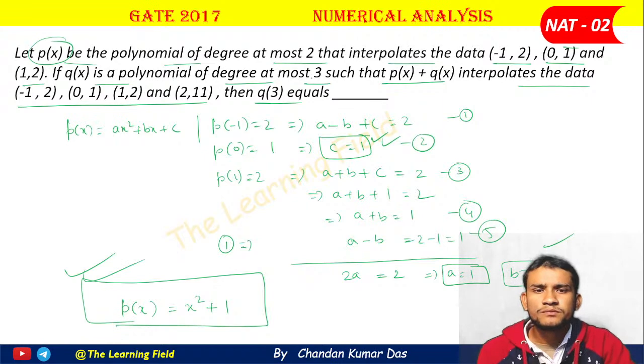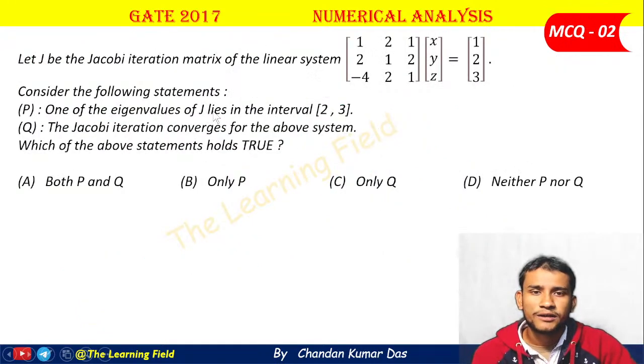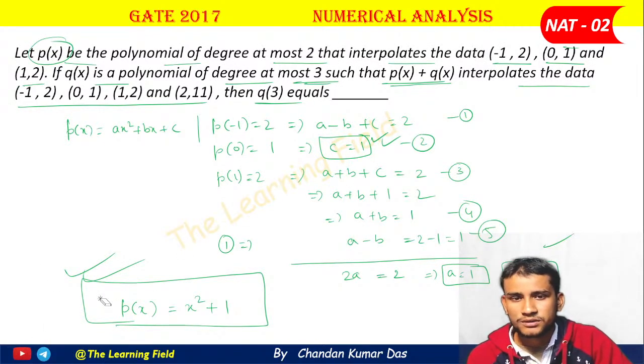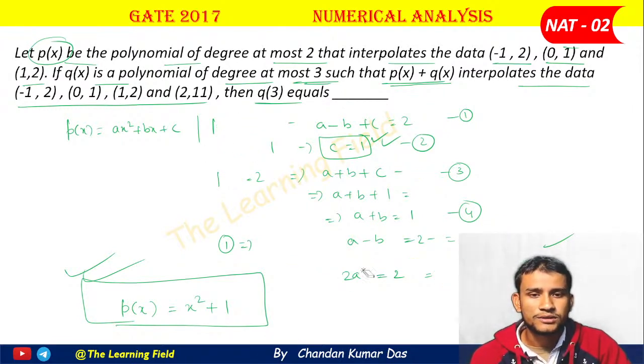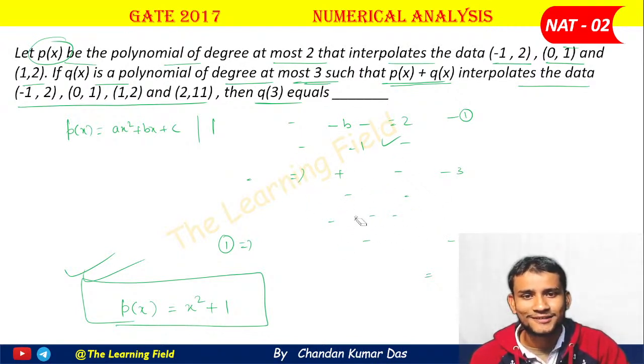Now Q(x) is a polynomial of degree at most 3 such that P(x) plus Q(x) interpolates these 4 data points. Now how can we solve this problem? If we just erase these points, we don't need this point now. We just note the P(x).